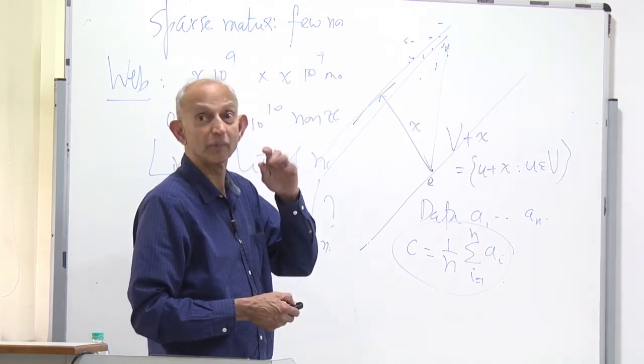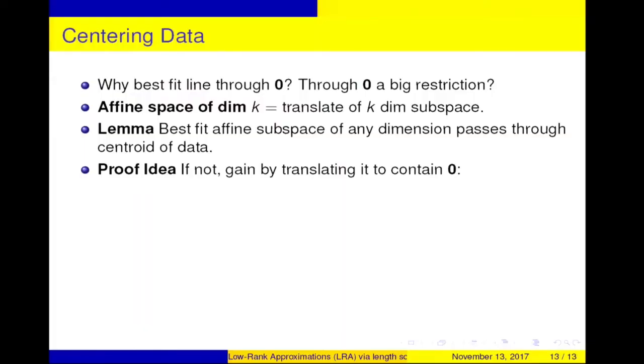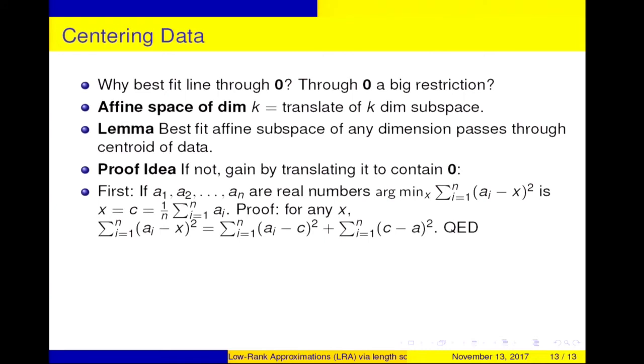So the proof is that if it's not the case, if you had a best fit subspace which didn't pass through the centroid, it's a contradiction. You're going to gain by translating it to contain it. So first let's prove this. Suppose you have real numbers A1 through AN, and I want to choose an x to minimize the sum of squared distances to the AI. It's not difficult to see that the centroid is the right thing. This also comes up in defining variance from the mean. Let's quickly go over the proof because this is a typical proof used in many places.